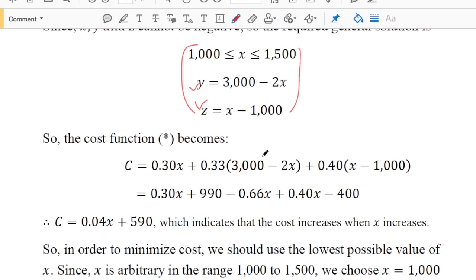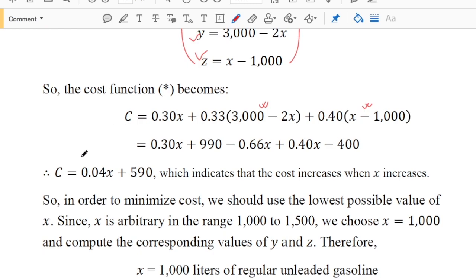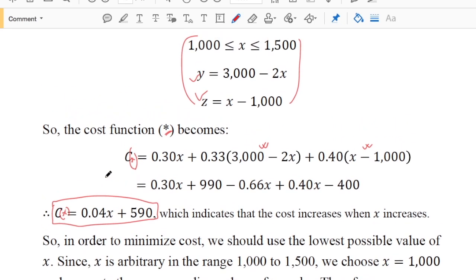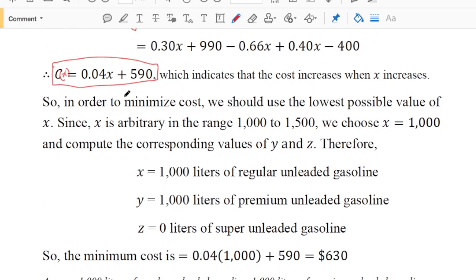So if you put y and z in equation star and simplify it, your cost equation will be in terms of x. In star, c depends on x, y and z, but here c depends on x only. So now the question is, which x makes the cost minimum? It should be 1000. If you put 1000 for x, c will be minimum. Let us denote the minimum cost by c min.